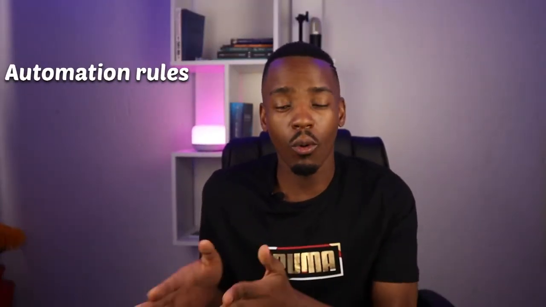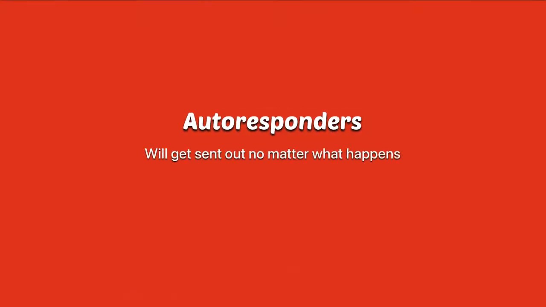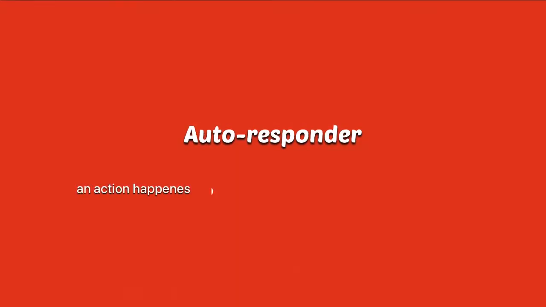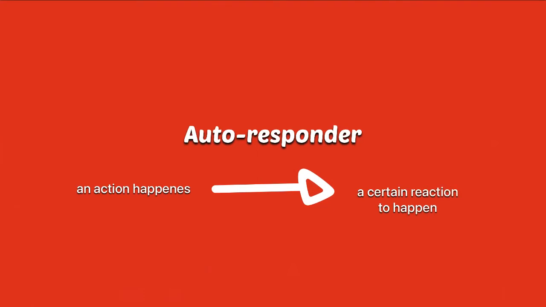All right, so very quickly, the difference between automation rules and autoresponders is that autoresponders will get sent out no matter what happens. So even if I opt in and click a link, or if I don't opt in, or if I don't open the email, the next email is going to get sent out either way. But with automation rules, there's a little bit of control, and this is where it becomes more powerful. You can actually, if let's say an action happens, you can command a certain reaction to happen.